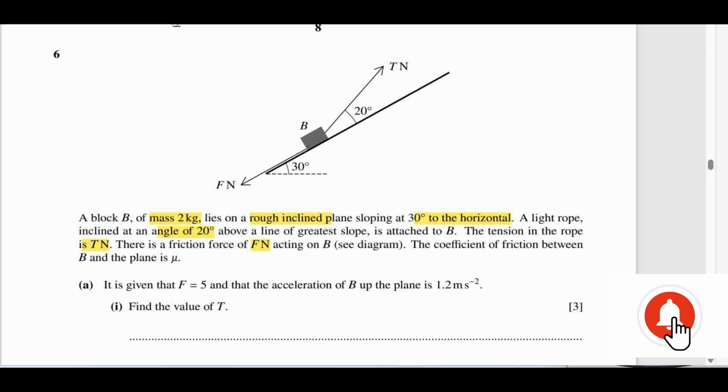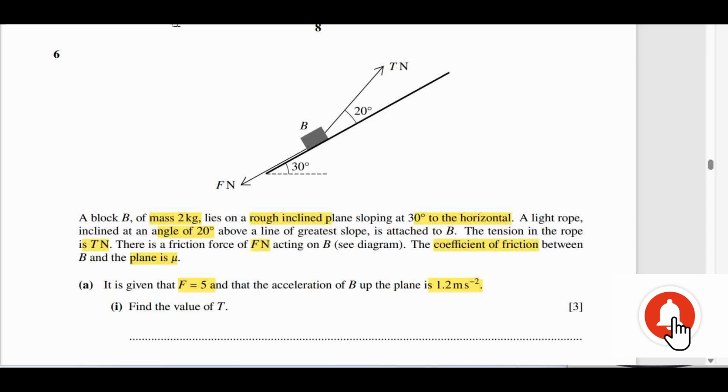So it is in limiting equilibrium. It is given that F is equal to 5 and the acceleration of B up the plane is 1.2 meters per second squared. Find the value of T.